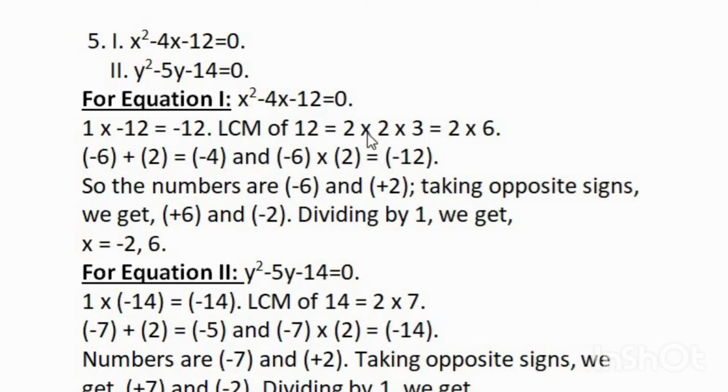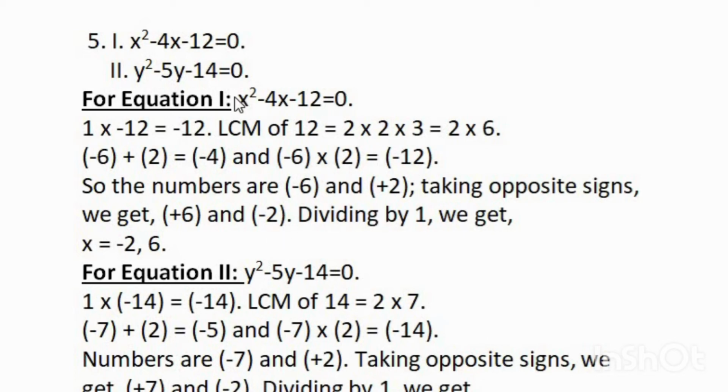LCM of 12 equals 2 into 2 into 3, which can be written as 2 into 6, because we want a number minus 4. That is the middle term. So how will we get that number? Minus 6 into plus 2, you will get minus 12, and minus 6 plus 2 gives the middle term, that is minus 4. Understood? So the numbers are minus 6 and plus 2. Taking the opposite signs of these numbers, you will get plus 6 and minus 2.